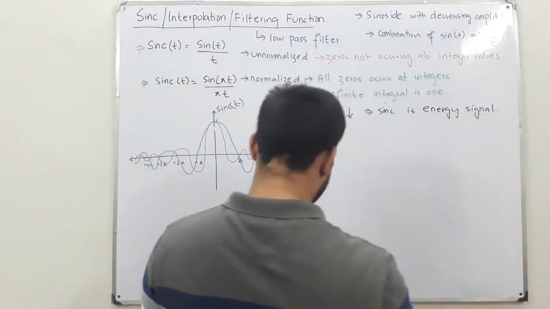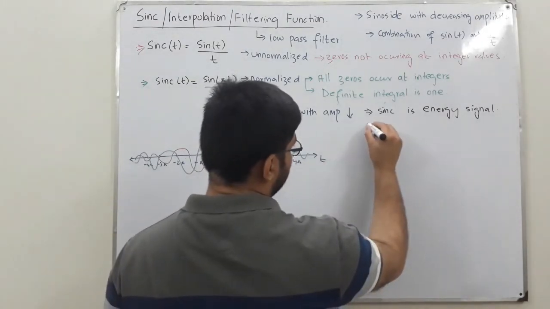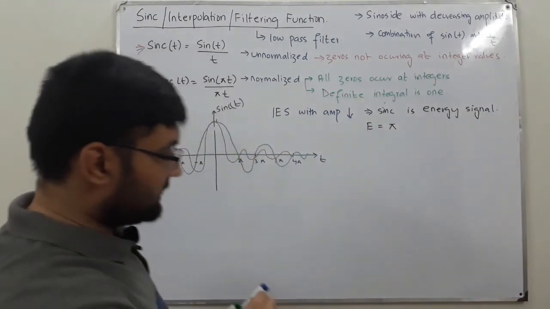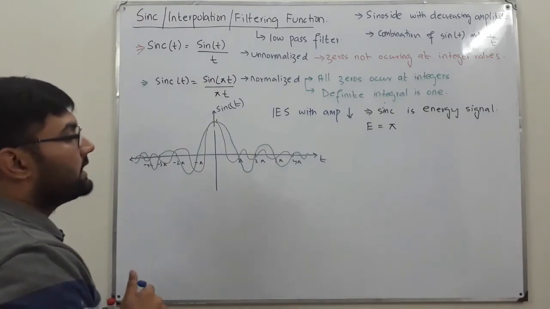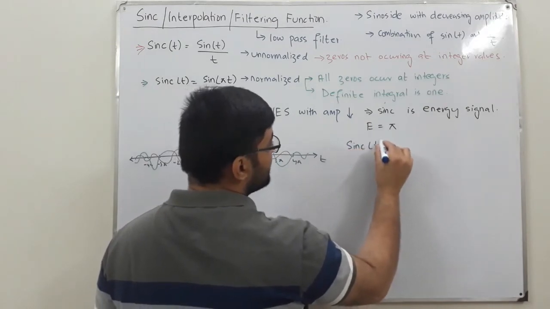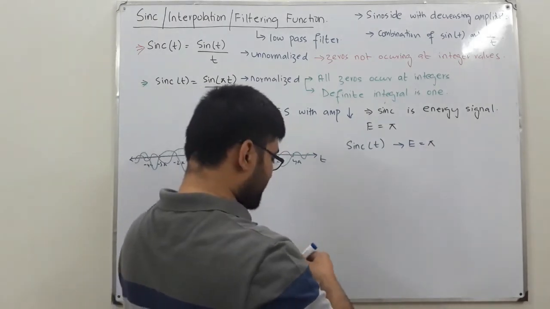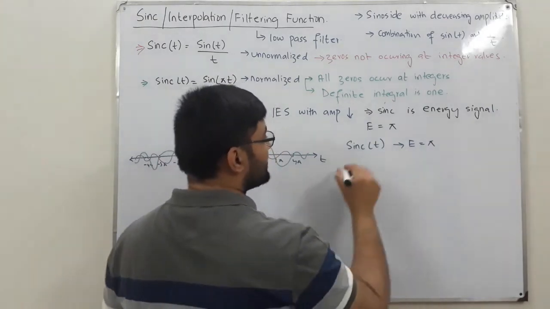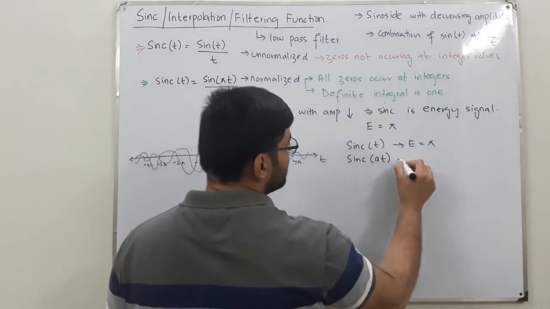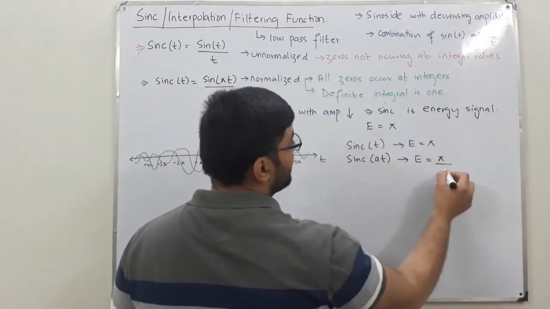Fine. And the energy of this is equal to pi. Now on time scaling. If you have a signal sinc of t, the energy is equal to pi. Now if you have another signal, let's say sinc of a t, the energy of this signal would be equal to the original energy, that is pi, upon the scaling factor a.